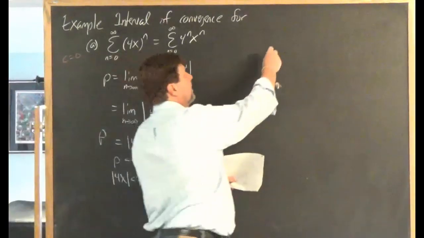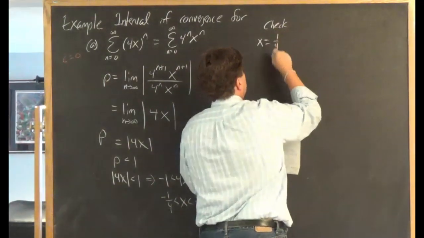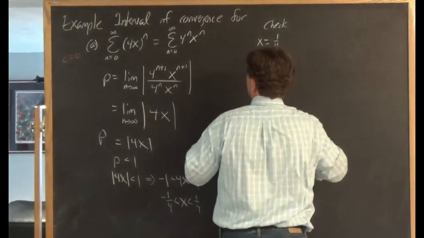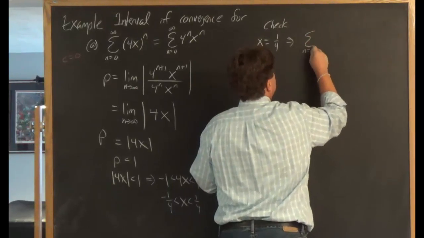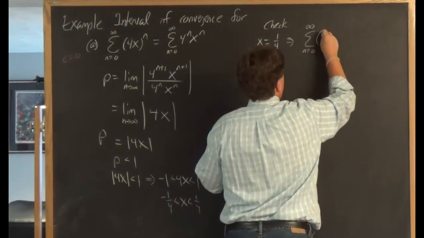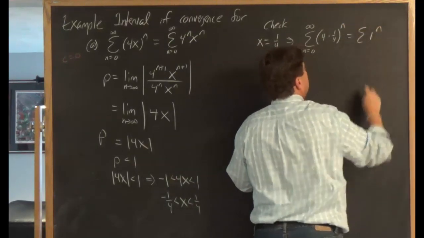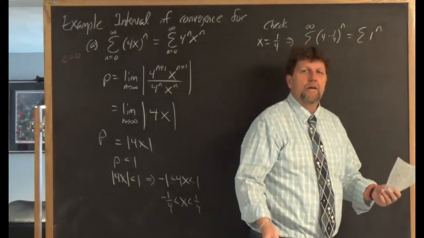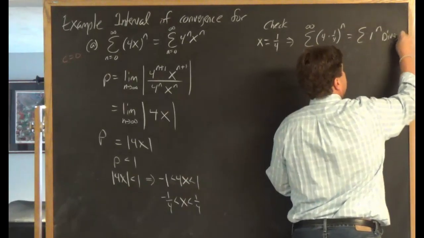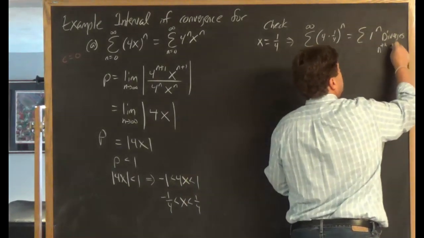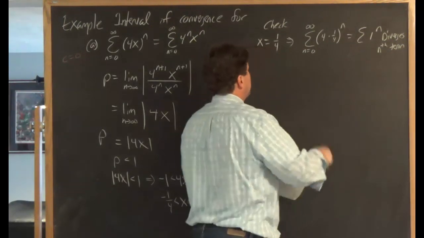So let's check the 1/4. So 1/4 comes in for x. So you get the series of 4 times 1/4 to the n, which is the series 1 to the n. Converge or diverge? That's an easy one. Diverges. Why? The nth term test. That was a very friendly one.